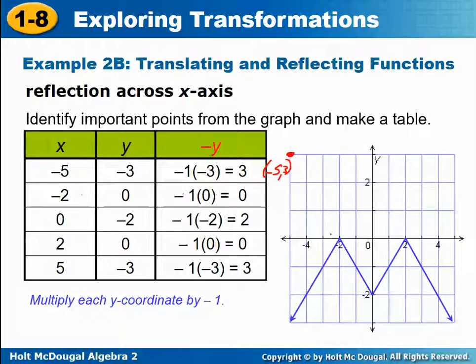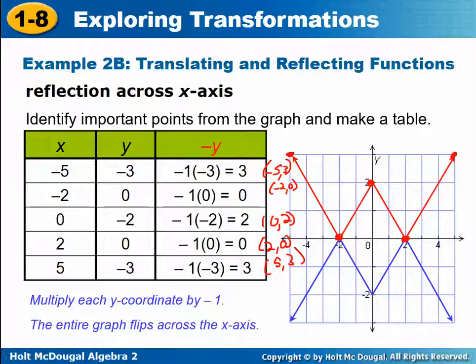And our next point would be -2, 0. Look, that point didn't change. Any point that's on that x-axis isn't going to change. The next one is 0, 2. The next one didn't change again. It's still 2, 0. And then our last one is now 5, 3. And then you connect those and you get the shape, the graph that is reflected about the x-axis.